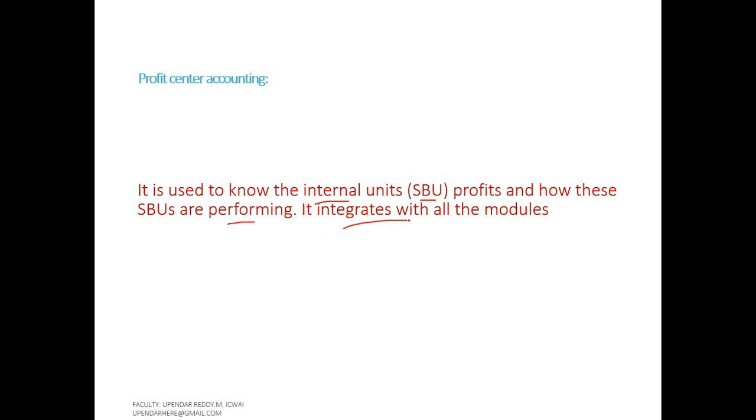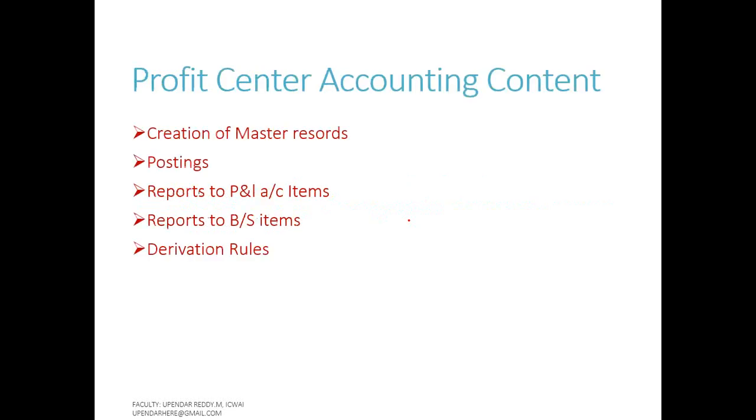We are learning here with classic enterprise controlling and profit center accounting, and also the new GL concept. With the new GL concept, how the values are integrating between FI and profit center accounting, how the values are updating, we are going to learn. So the content we are going to cover: creation of master records, how we can create a profit center, accounts, and postings, how we can update. Reports to profit and loss account items and balance sheet items, and derivation rules. With the help of derivation rules, how the values will be updated to profit center accounting. All these contents we are going to learn.